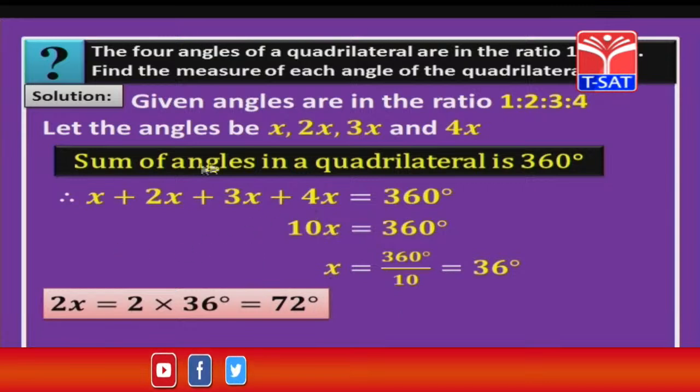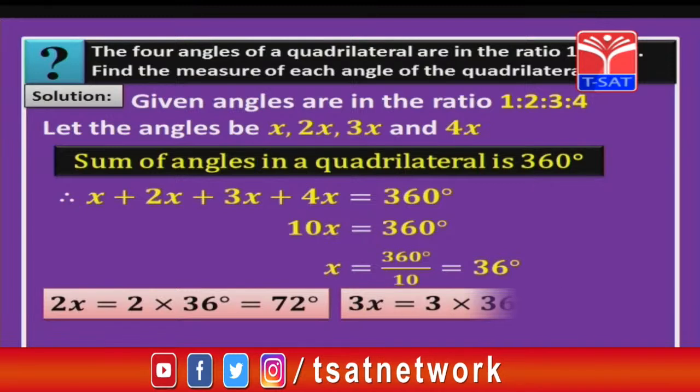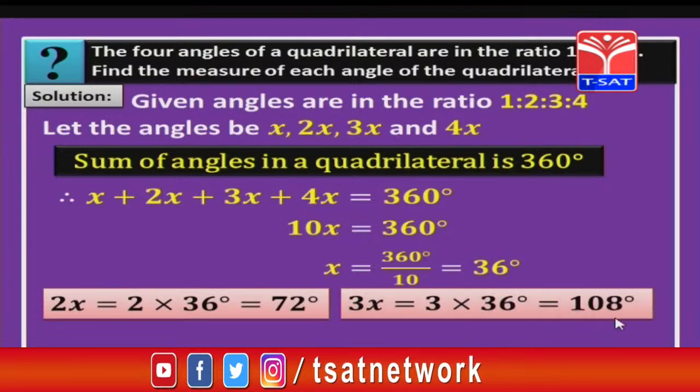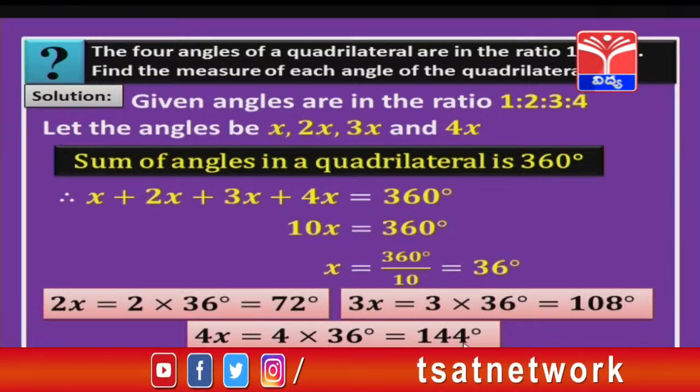So, let us find the value of 2x now. 2x is 2 into 36, 72. And what about 3x? Yes, 3 into 36, 108. And finally, we have 4x, that is 4 into 36, we get 144. So, the 4 angles are 36 degrees, 72 degrees, 108 degrees and 144 degrees.